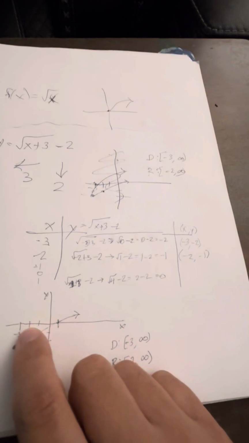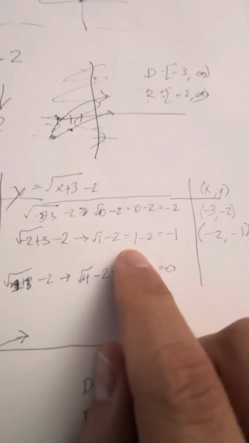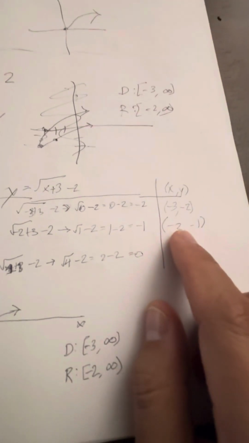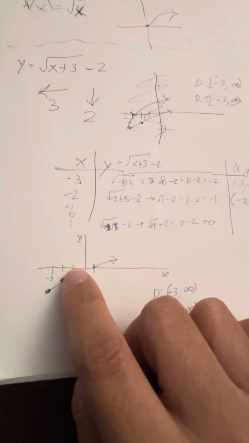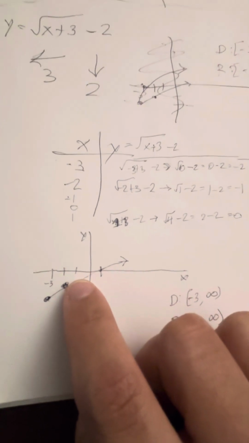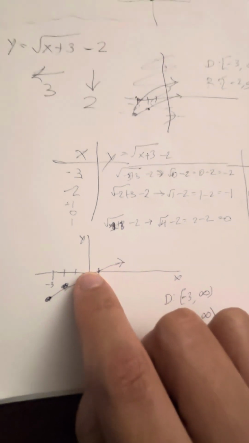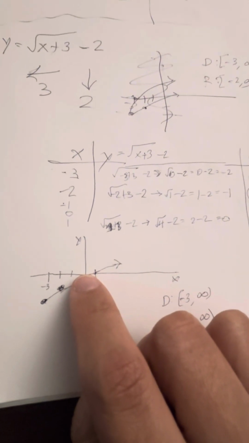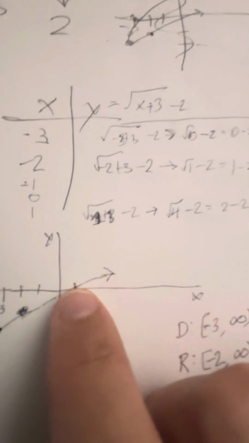If you go to the next one, negative 2, because negative 2 plus 3 is 1. Square root of 1 is 1, and then 1 minus 2 is negative 1. That would be the point negative 2, negative 1. You can keep going. You could put negative 1 in here, but that's going to end up giving you the square root of 2 minus 2, which is fine, but you'd have a square root. You put 0 in there, you're going to end up with the square root of 3 minus 2, which is fine, but that's going to be a decimal, okay? I'm trying to give you good points here.